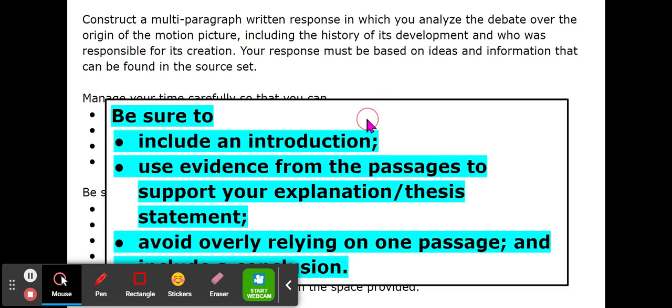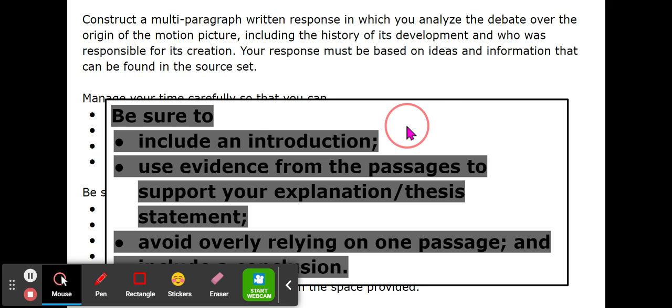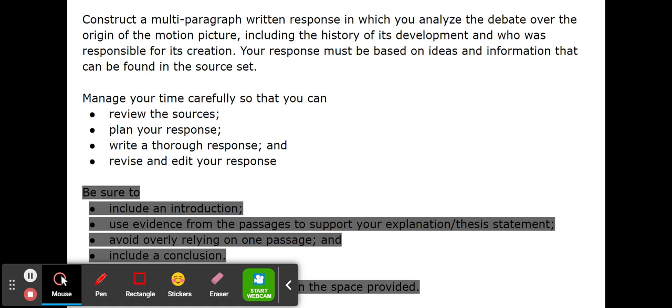Let's look at the third paragraph. The third paragraph says, be sure to include the introduction, use the evidence, avoid overly relying on one passage. In other words, use information from all the passages that you get, and include the conclusion. So introduction, body, conclusion, evidence. That's really what it's telling you. Do we need an extra hint to tell us to do that? We really don't. We can block all that stuff out. And now we've taken out almost half of the prompt.